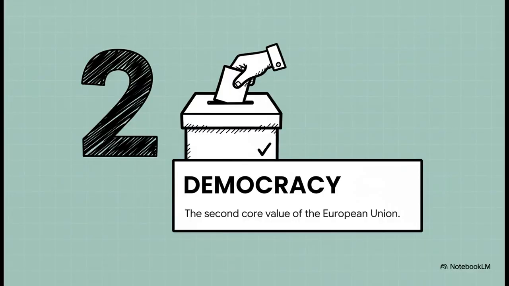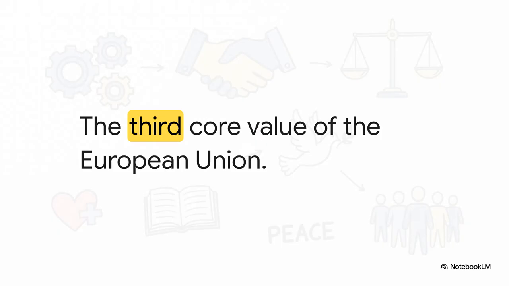Second, we have democracy. This value ensures the EU is governed by the will of its citizens. The most direct way this is achieved is through elections to the European Parliament, which gives citizens a direct say in EU decision-making. The third core value is equality.